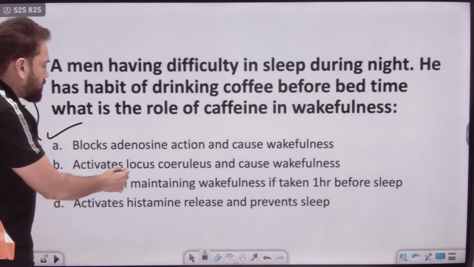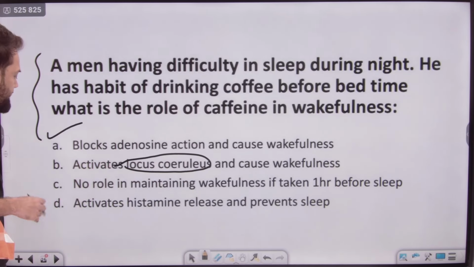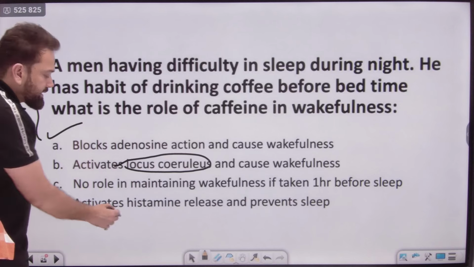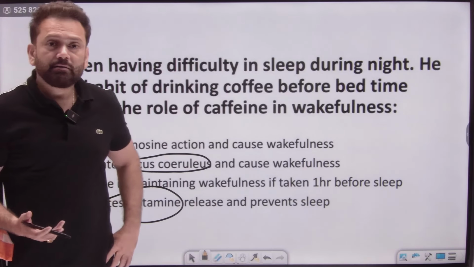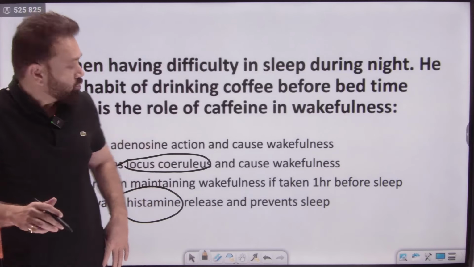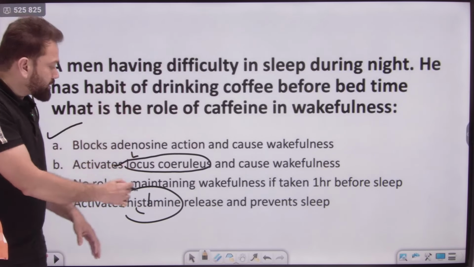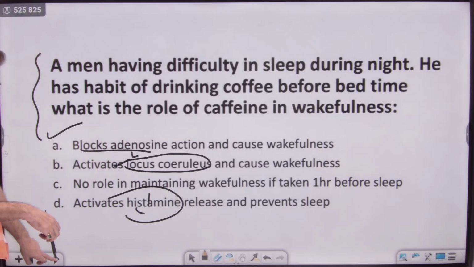No, of course, this is for wakefulness only, but it is not blocked by caffeine. No role in maintaining wakefulness if there is 1 hour before sleep. No. Activate histamine release. No. Histamine is again important for wakefulness. That is why when we take antihistaminics, it causes what? Drowsiness. So, of course, these all are for wakefulness, but the role of coffee is not in that. Only it blocks adenosine action and causes wakefulness.